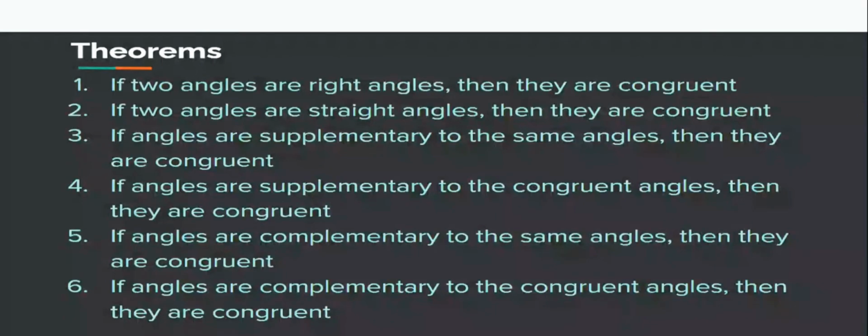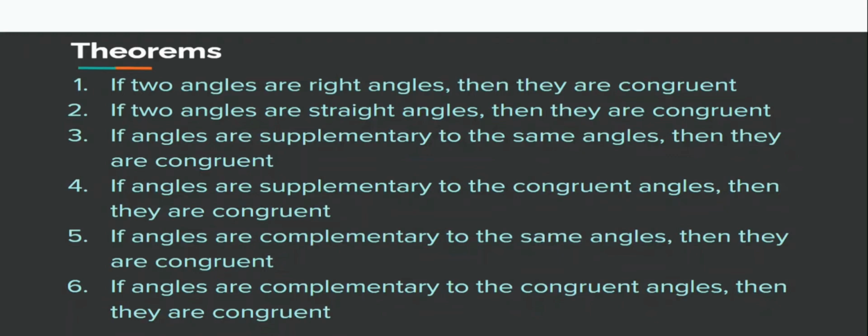Theorem 1 states that if two angles are right angles, then they're congruent. Theorem 2 states that if two angles are straight angles, then they're congruent. Now, both of these theorems are pretty self-explanatory because if two angles are right angles, that means they both have a measure of 90 degrees, and therefore they both are congruent to each other. Similarly, if two angles are straight angles, then they both have a measure of 180 degrees, and therefore they both are congruent to each other.